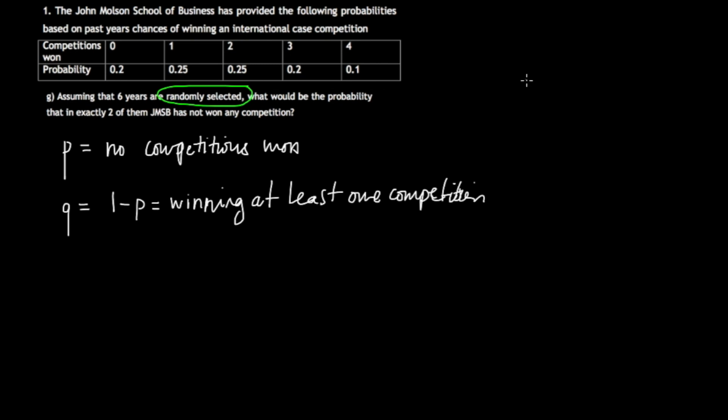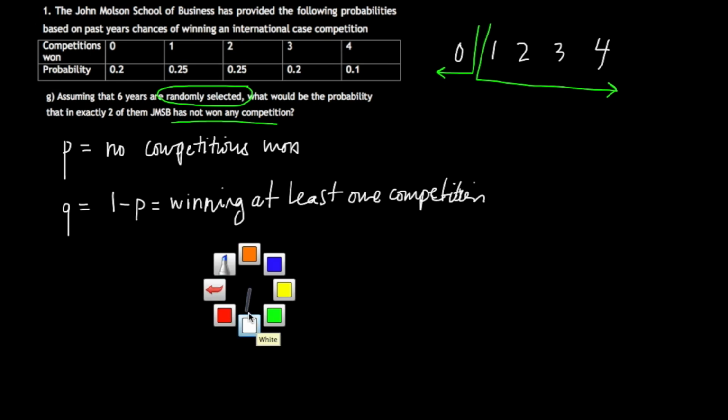Now, if we do our little trick up here, let's write out our outcomes, 1, 2, 3, 4. We can see that it all works out, okay? The probability that JMSB has not won any competition equates to the probability of winning exactly 0. So that's P right here, no competitions won. And then the perfect complement, going the other way, is winning at least one competition, which is my Q. Okay, so we know we have it right so far.